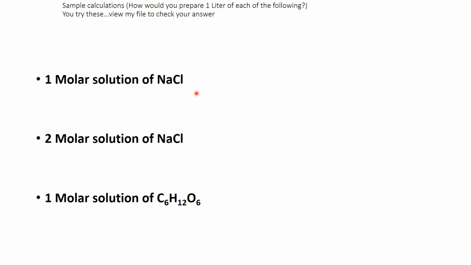Hint: a 1 molar solution is equal to 1 mole of sodium chloride. A 2 molar solution of sodium chloride would be equal to 2 moles of sodium chloride, and a 1 molar solution of glucose, C6H12O6, is equal to 1 mole of this entire thing. So remember, you need to add up all the masses of each of the atoms in these molecules to determine how much in grams 1 mole of each would be. Go ahead and try those calculations, and then I have a separate file with the answers.